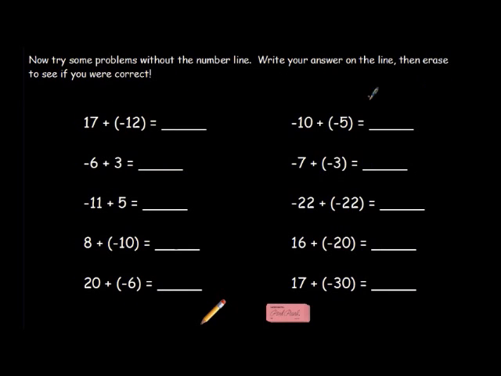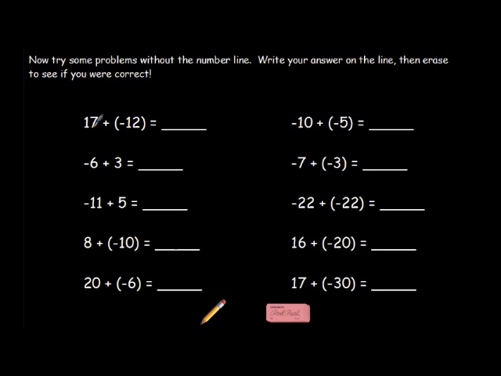Alright, now, we can try these problems without the number line. So it says write your answer in the line, then erase to see if you're correct. Now, when we solve like this, whenever you're adding, we look at the signs. We have one positive and one negative, and if they're different signs, we subtract the two and take the sign of the bigger absolute value, so the one that has the most positives or the most negatives in it.